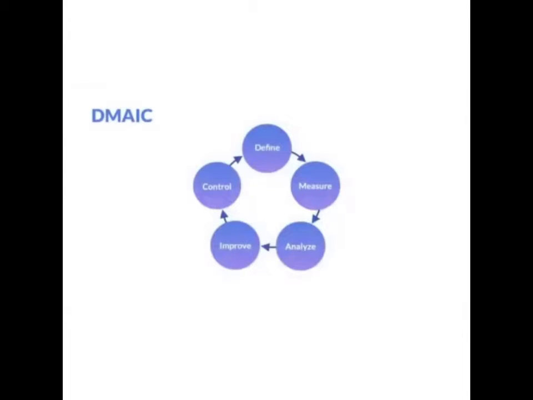DMAIC is an acronym that summarizes a Lean Six Sigma methodology for solving difficult problems with existing processes. The phases provide a structure that makes success more likely. Each letter stands for a phase in the DMAIC process.